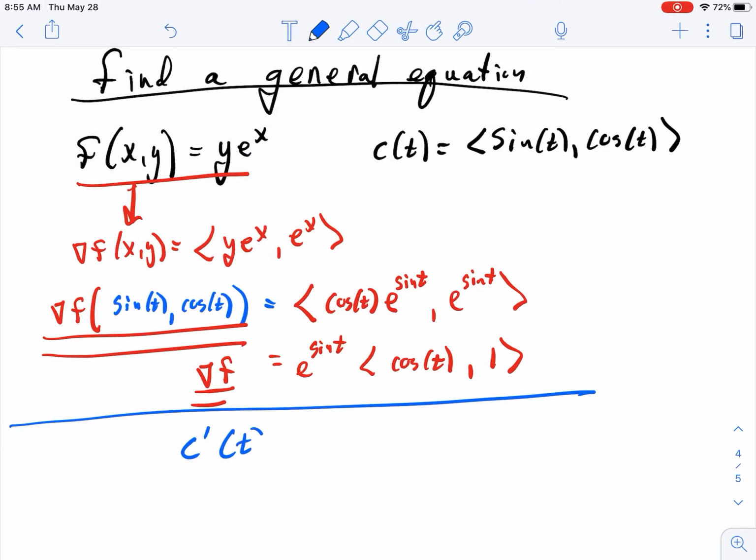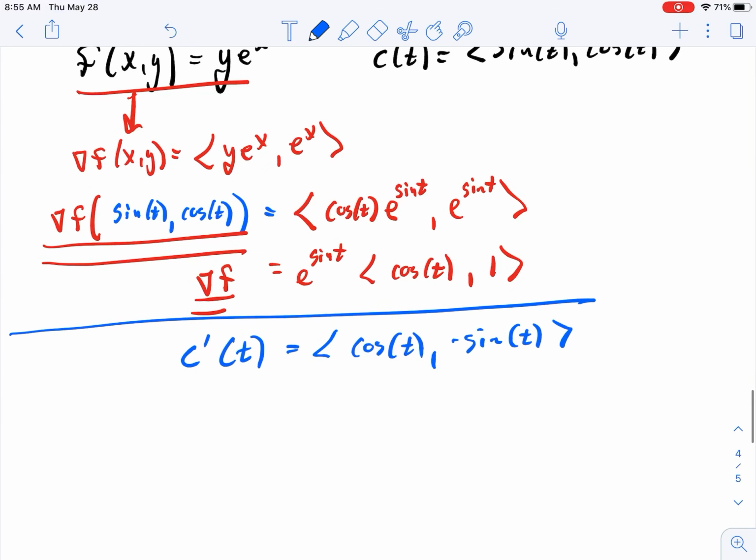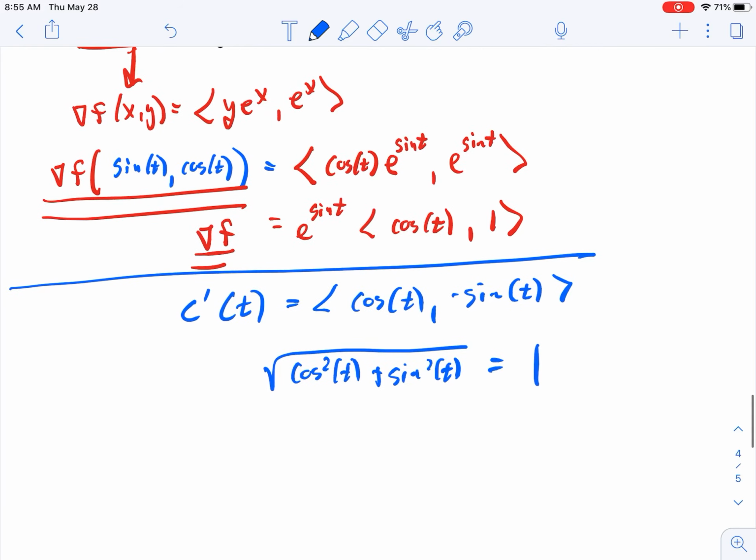Okay, so first thing I gotta do is take the derivative of this. So that would be cosine of t, comma, negative sine of t. Okay, now I need to have the directional derivative, so I need to find the magnitude of this. So square root of cosine squared of t plus sine squared of t. Well, that would be a 1. So basically my directional derivative is this: cosine of t, negative sine of t.